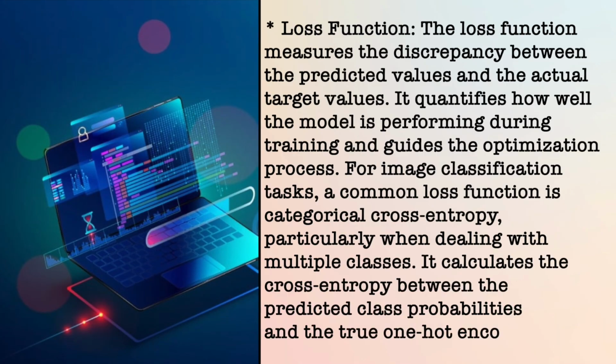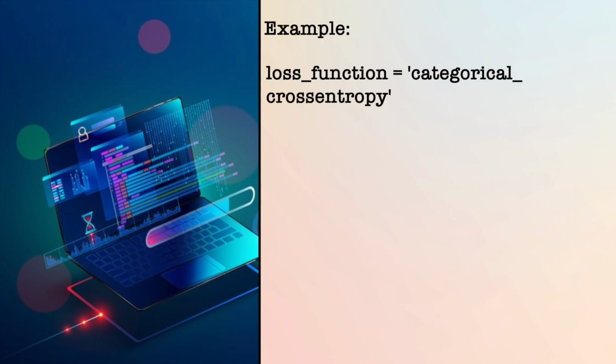Loss function. The loss function measures the discrepancy between the predicted values and the actual target values. It quantifies how well the model is performing during training and guides the optimization process. For image classification tasks, a common loss function is categorical cross entropy, particularly when dealing with multiple classes. It calculates the cross entropy between the predicted class probabilities and the true one-hot encoded labels. Example: loss function equals categorical cross entropy.